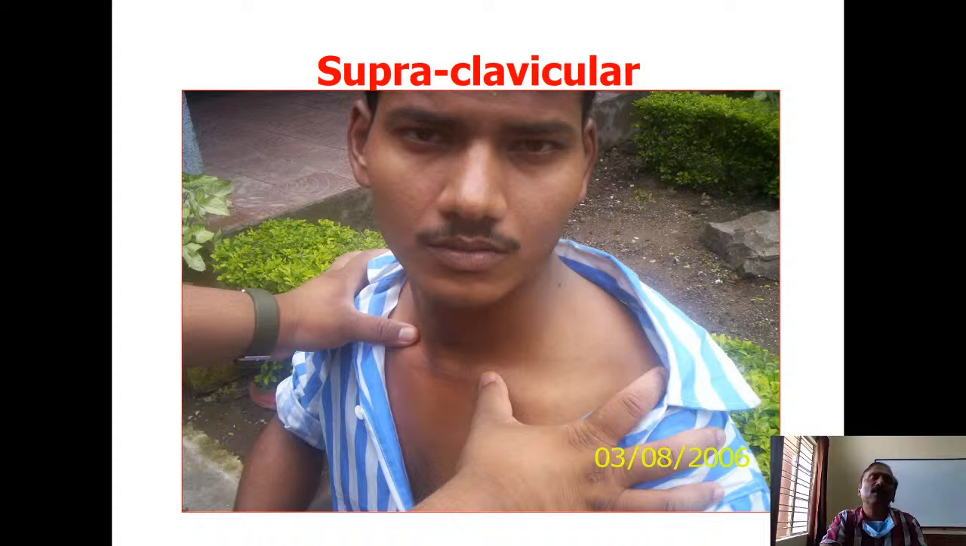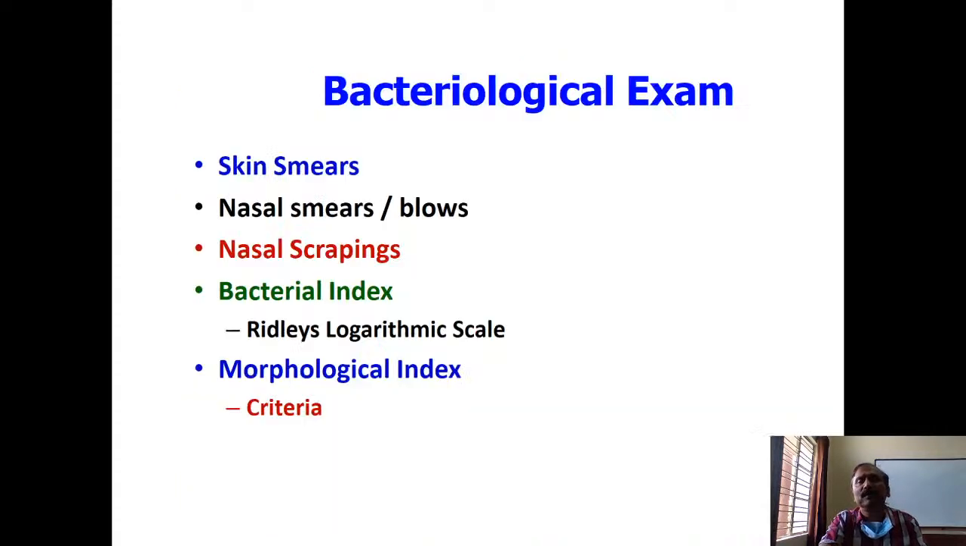Now the supraclavicular nerve, on top of the clavicle. Expose the clavicle and roll your fingers over there, and you'll get the supraclavicular nerve. Okay, I hope everyone is clear about the examination of nerves, which is very, very important.